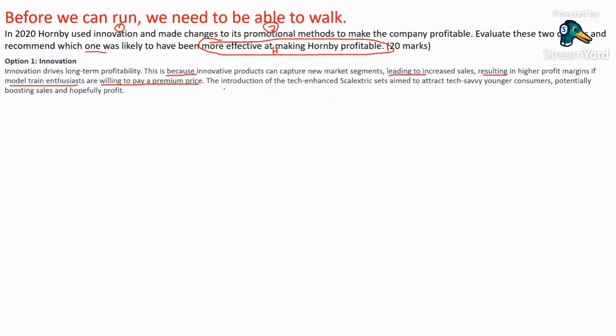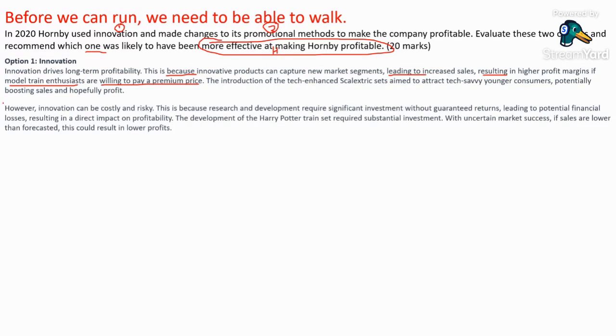I think there's better evidence in the case study for that, and also belts and braces. I'm going to want a bit more evidence in there. For example, the introduction of tech-enhanced scale electric sets aimed to attract tech-savvy young consumers, potentially boosting sales, hopefully profits. Okay, I've ended in profits. Great. I've not landed on sales and done a TikTok-style business essay. There's at least 5 chains of argument in there, by the way, which is where we want to be, but you want a minimum of 3 or you're not getting into level 4.